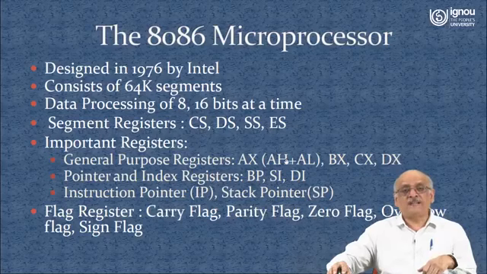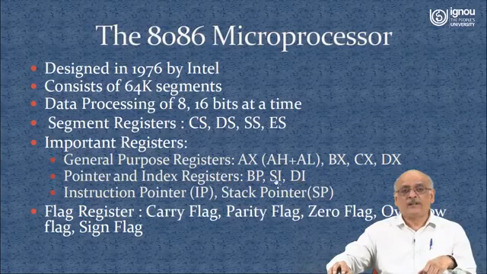And AH plus AL: suppose AX is there, it consists of two 8-bit halves. AX is 16-bit, AH is the higher byte of it, and AL is the lower byte of it, both are 8 bits. Likewise, BX has BH and BL, CX has CH and CL, like that. Then the pointer registers are just 16-bit, there is no decomposition of these pointers.